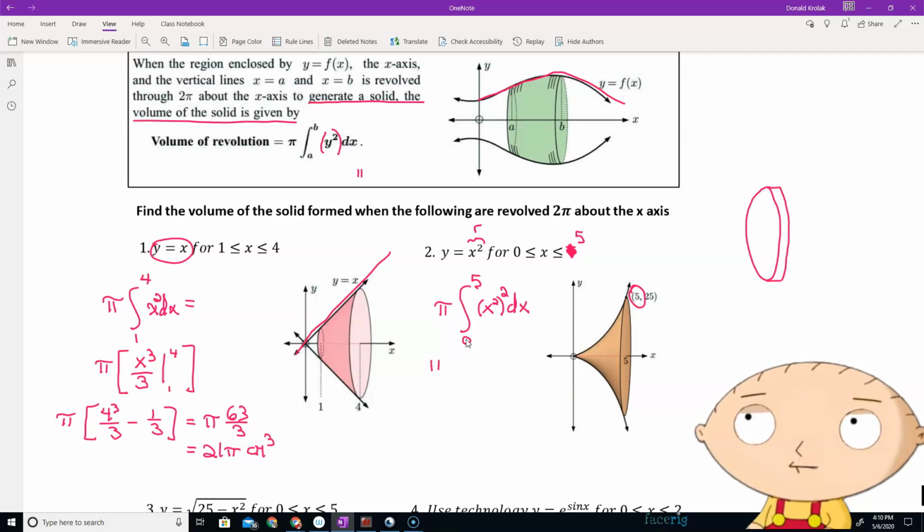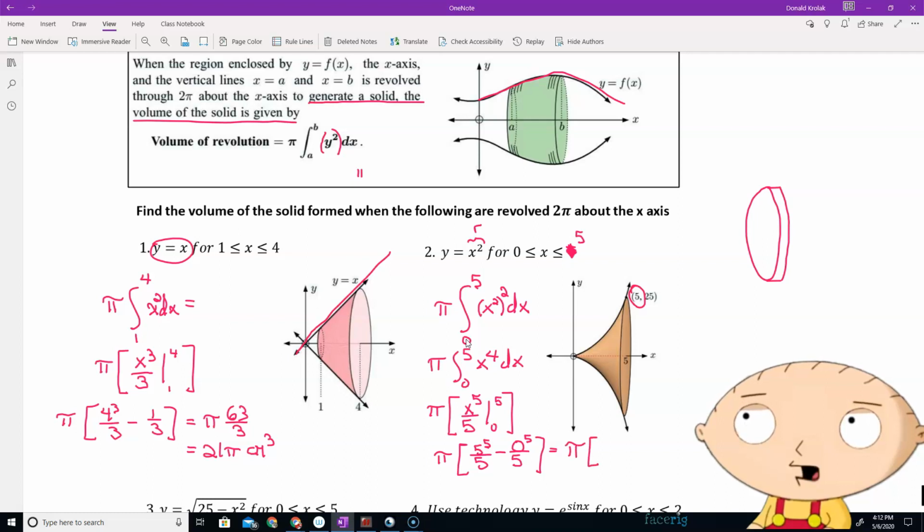And I take pi, x to the 4, dx, integrate, evaluate, and this would simplify to pi. 5 to the 5th over 5 would become 5 to the 4th minus 0, equaling 625 pi centimeters cubed as my volume for that solid.